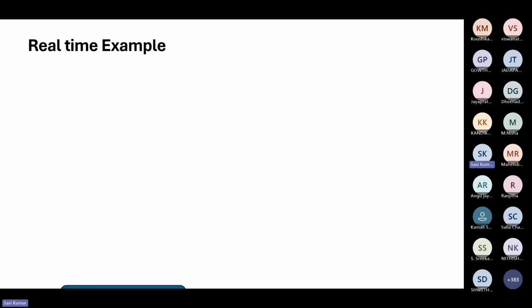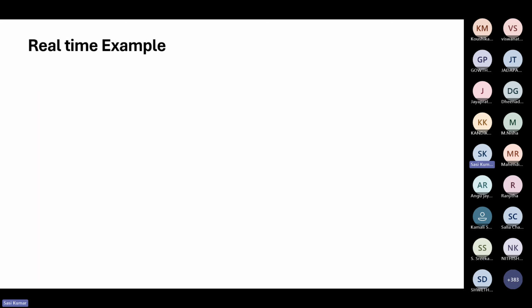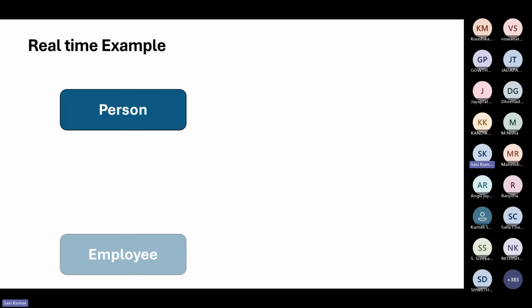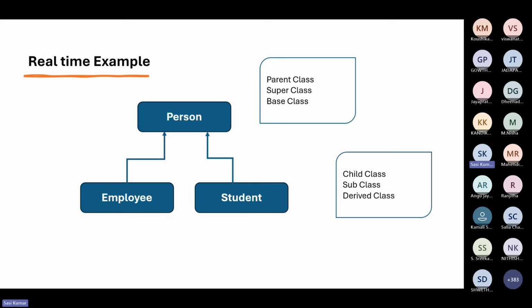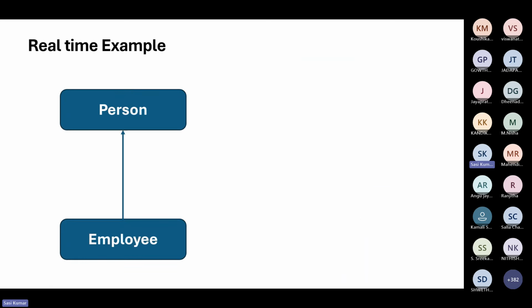Now let's go to the next. We are going much deeper now. Previously we have seen it at a very high level. Now we are going very deep, right? So the first example we are going to see is person with employee. Again, employee is the subclass, or derived class, or child class, right? Person is the super class, or base class, or parent class.